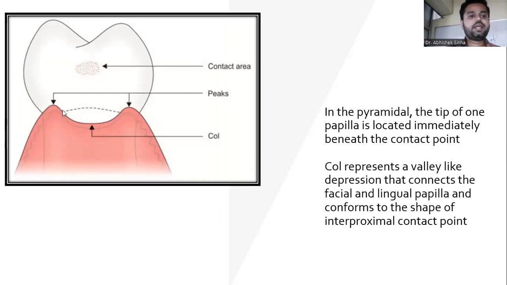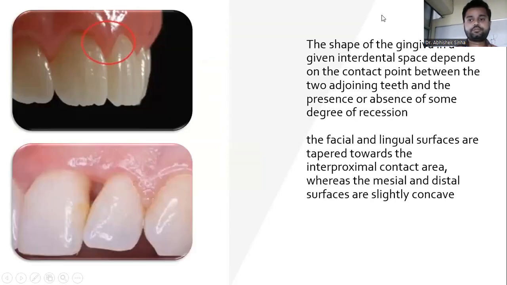The cone represents a valley-like depression. You can see this is the mesial aspect of the gingiva. This is the distal. Sorry, this is the facial aspect of the gingiva, and this is the palatal, or lingual if we are talking about the mandible. Then this represents the valley-like depression, that is the cone-shaped gingiva, which is present in the interdental papilla in the case of a posterior tooth.